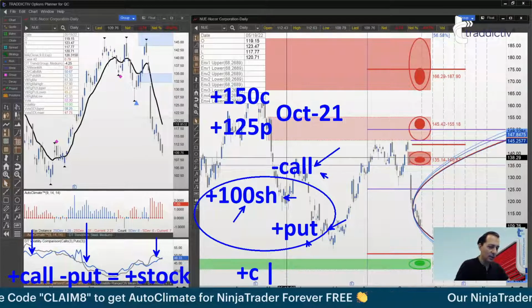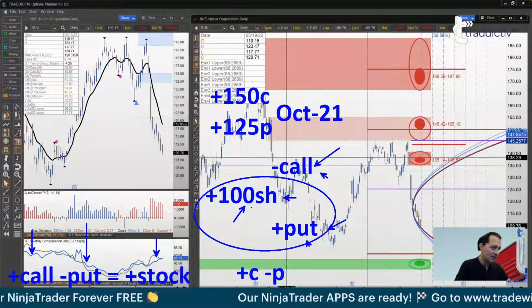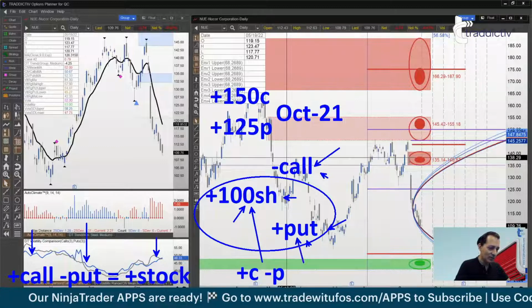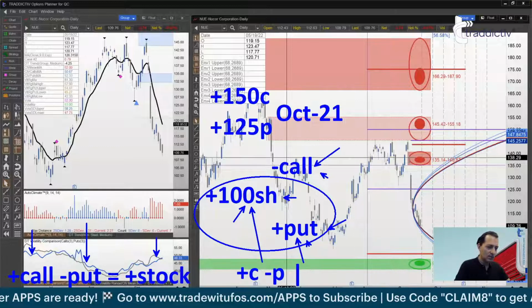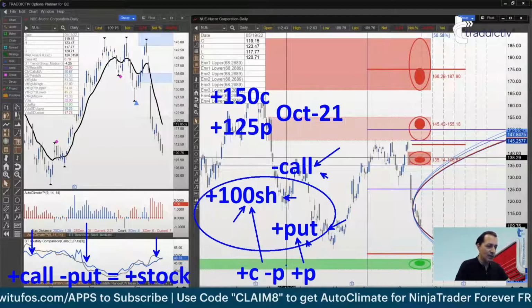Sorry, this is not correct. Sell a put. Okay? Buy the calls and buy the put. That is long the shares, and I add an extra put. So what happens if I do that? If I buy a call, I sell a put, and I buy a put, what happens?